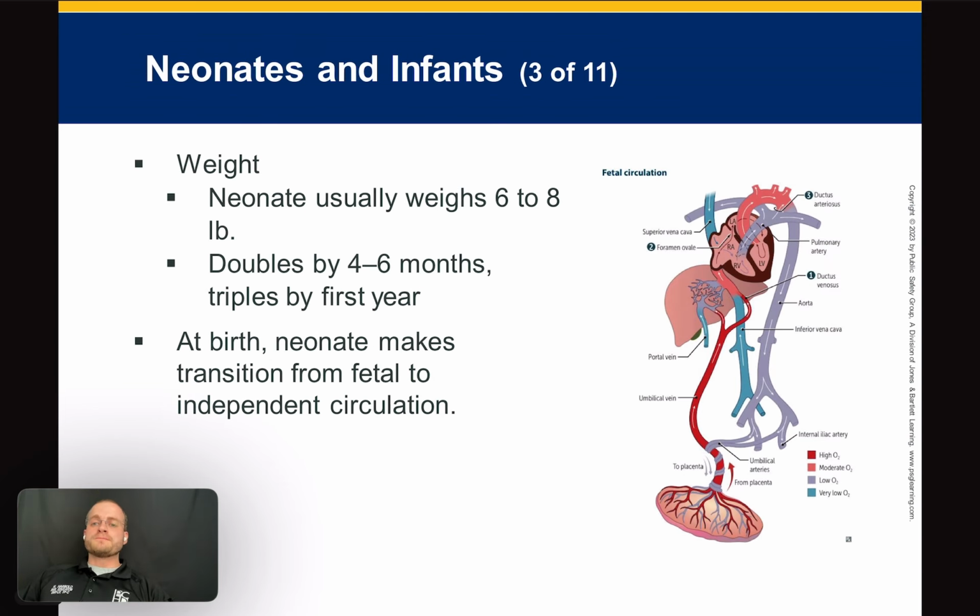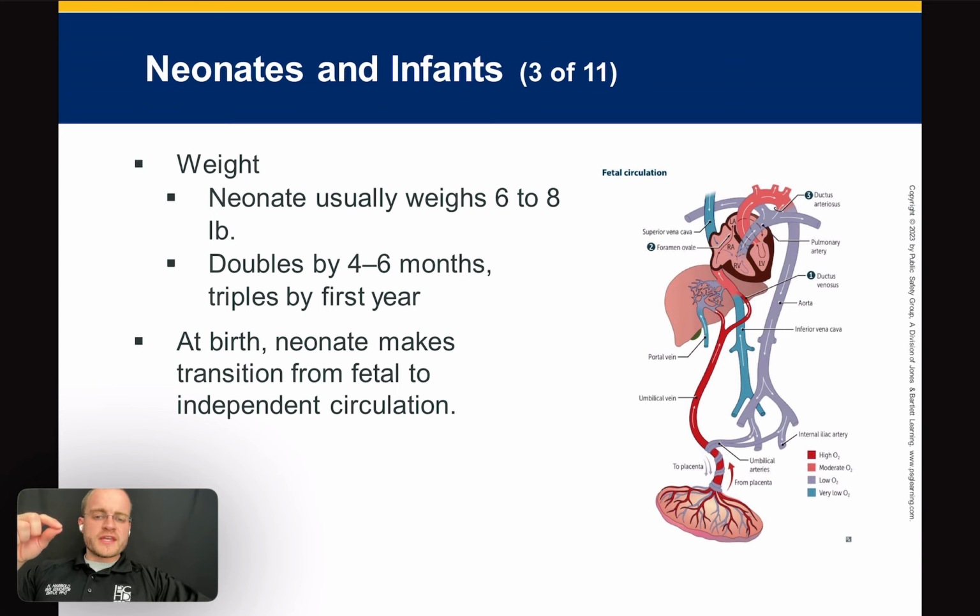Okay. Now, moving forward, the weight of a child will vary. Obviously, it depends on how long they're cooking in the oven in the womb, and also on the maternal health, like how well is mom doing? Does mom have diabetes? A lot of issues like that. But typically, a neonate will weigh between 6 to 8 pounds or so. That should double within the first half year, and it should triple within the first year.